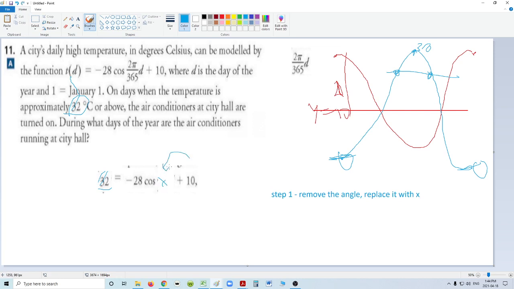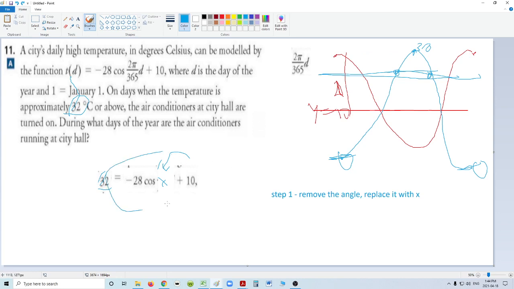Just remember there's almost always two angles, which makes sense, because you can see we crossed the sine curve twice here. We would only cross the sine curve once if we were looking at a temperature of 38. We could just instantly say that's the only day. But anything lower than 38 and above minus 18 is going to cross the sine curve in two spots.